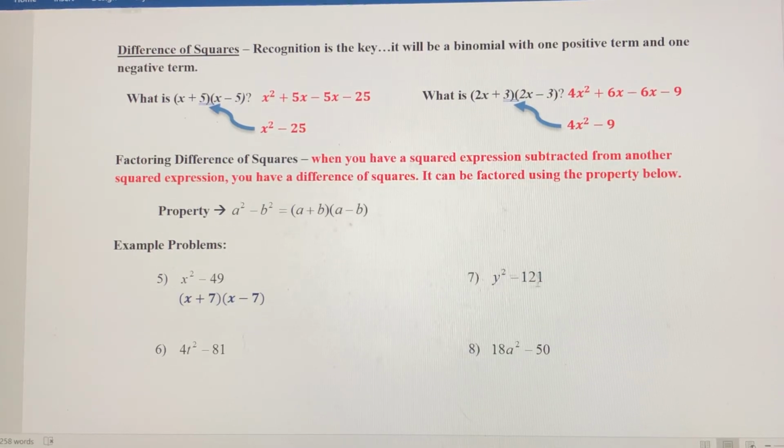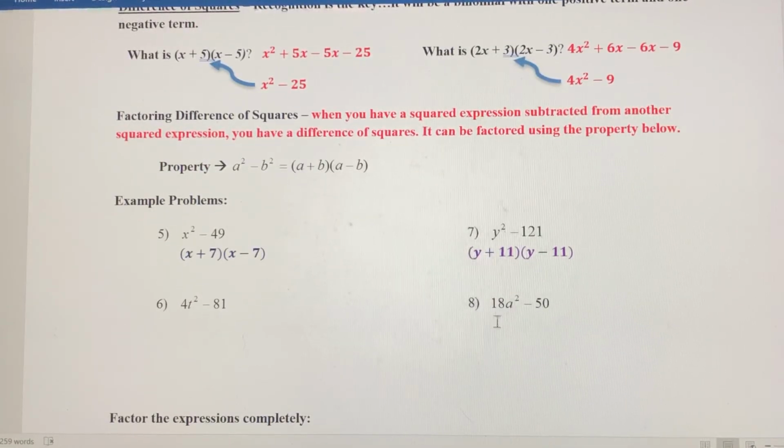Okay? Let's try the next one over here. y squared minus 121. Are they both perfect squares? Are they separated by a minus sign? The answer to both those questions is yes, okay? So that means this is a difference of squares. So my answer is going to be y plus 11, y minus 11, okay? Let's look at number 6 and number 8 here. I want you to pause the video here, try both of those, and then come back and check your work.